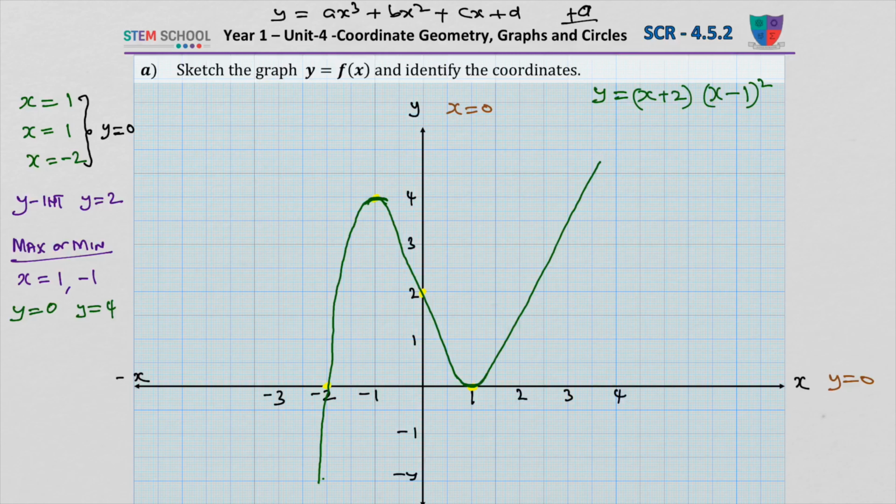So the maximum point is that point there, and the minimum point is here. This is the intercept on the y-axis. So that's the minimum, and the coordinate is 1, 0, and this is the maximum, and the coordinate is minus 1, 4. This is the intercept on the y-axis, and the coordinate will be 0, 2.